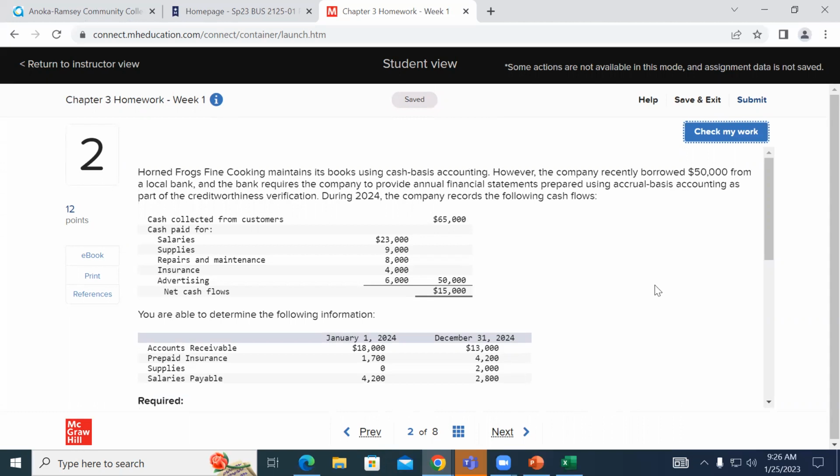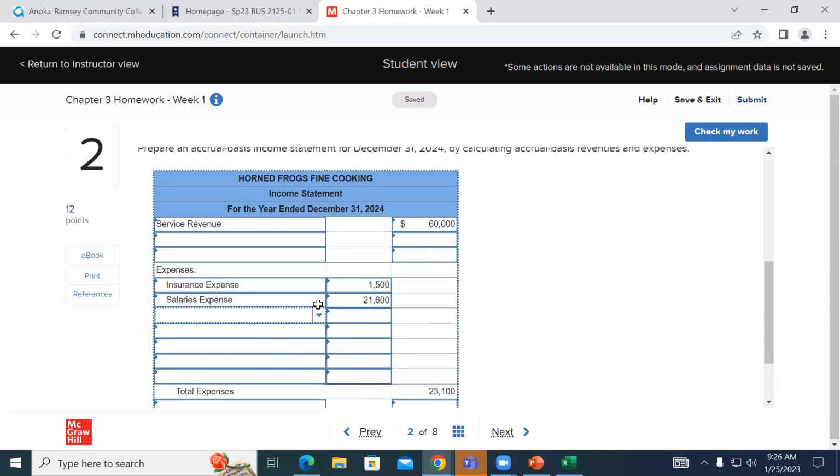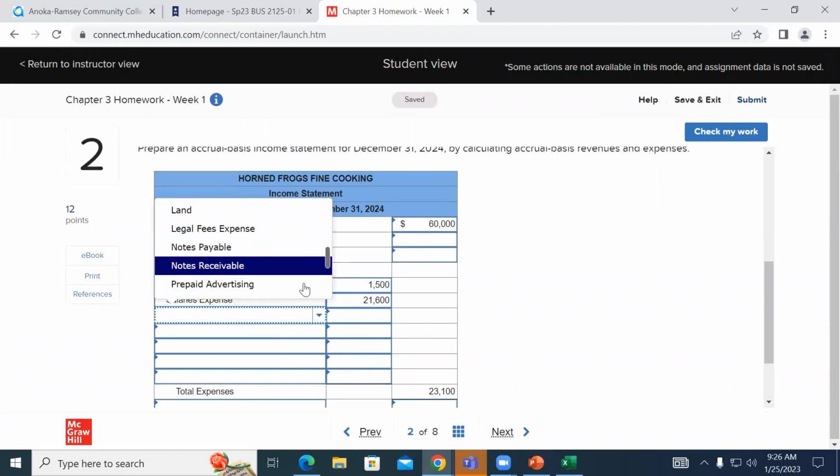Supplies. We started the year with 0 in our asset supplies. We ended the year with 2,000. But we know we paid 9,000 in supplies. Wouldn't that be we used up 7,000 of supplies? Right? Wouldn't this be a supplies expense of 7,000?